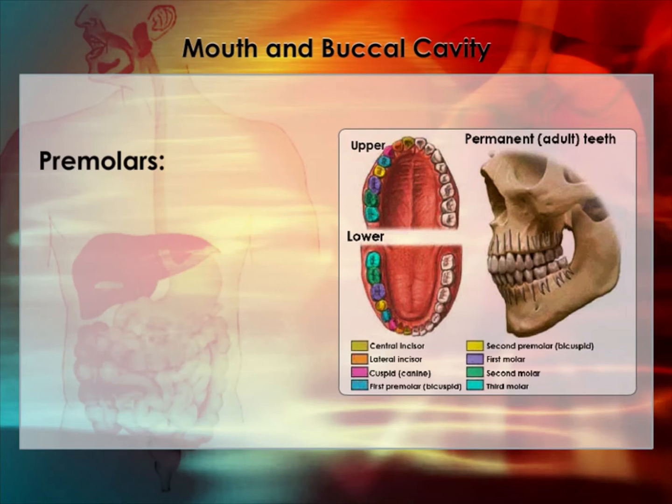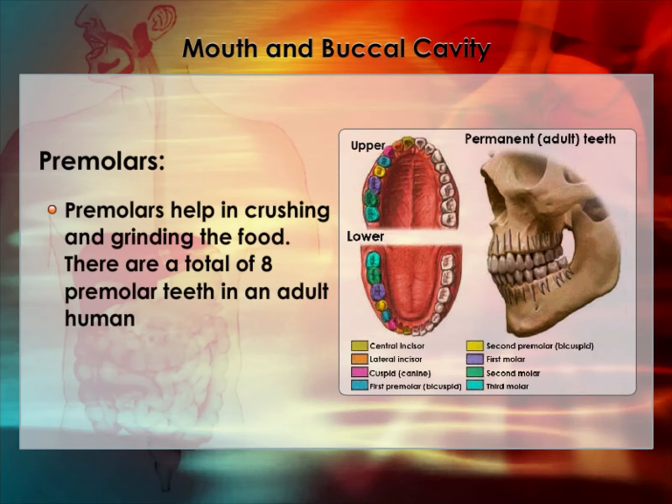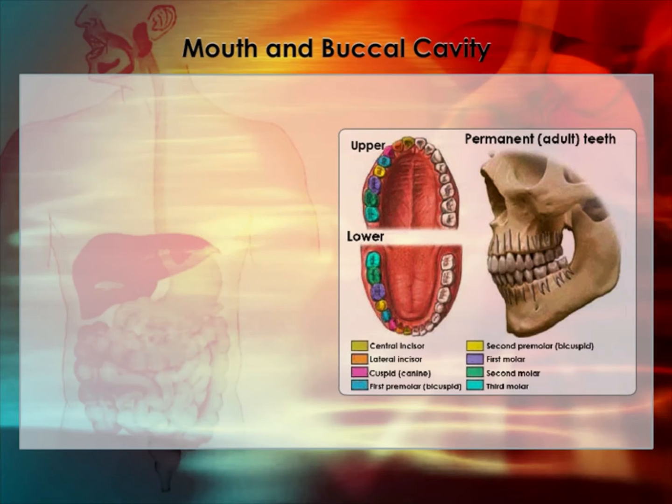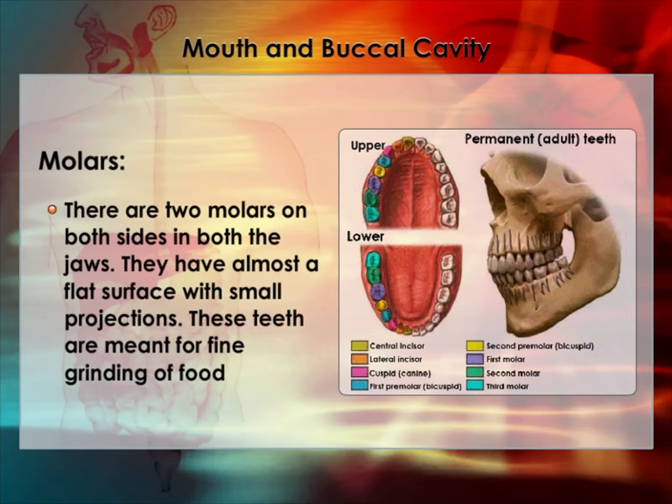Premolars. Premolars help in crushing and grinding the food. There are a total of 8 premolar teeth in an adult human. Molars. There are 2 molars on both sides in both the jaws. They have almost a flat surface with small projections. These teeth are meant for fine grinding of food.